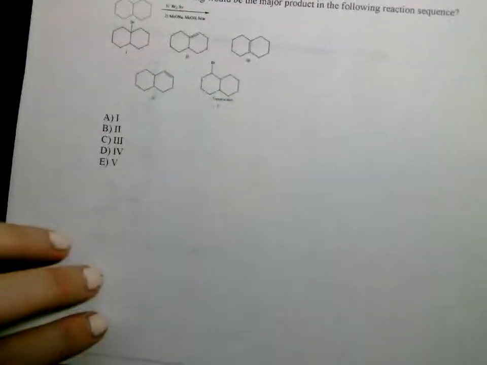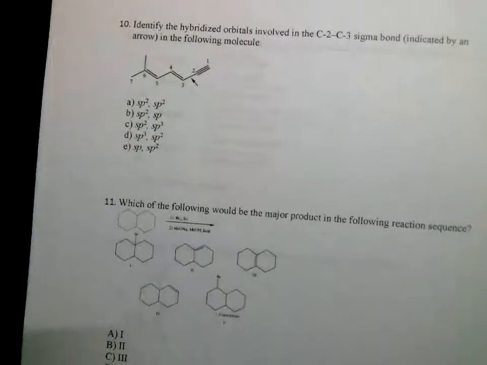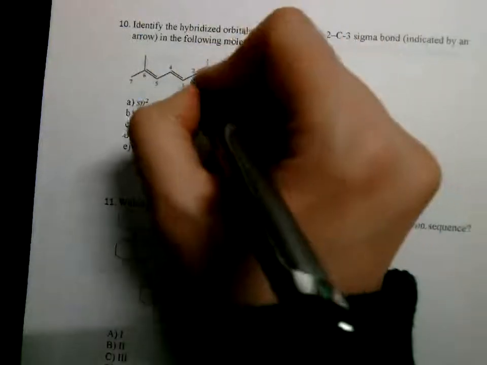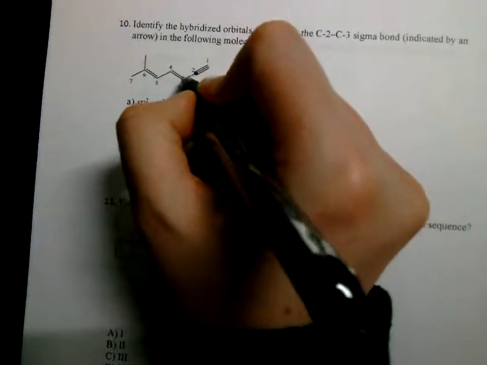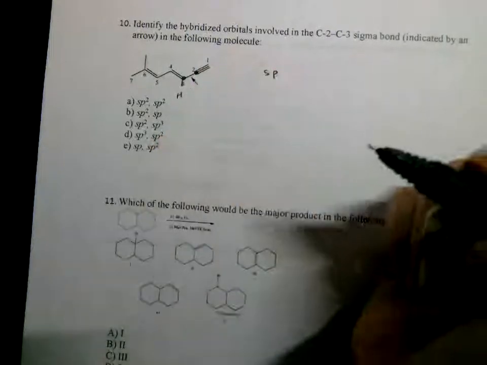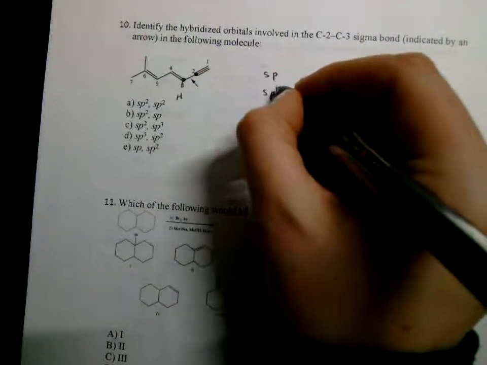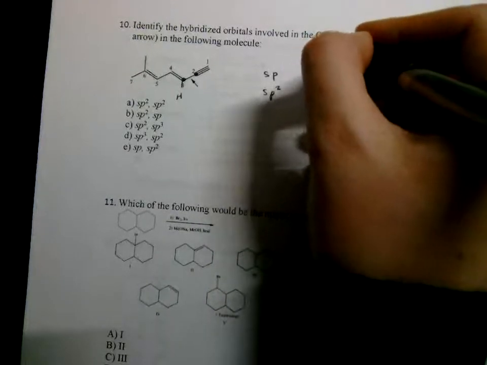Okay. Question 10, identify the hybridized orbitals involved in the C2-C3 sigma bond. So again, to figure out the hybridization, I look at how many things it's attached to. Carbon 2 has 1, 2 sigma bonds, so it must be sp, a letter for each sigma bond. And then carbon 3 has 1, 2, and an implied hydrogen because it needs 4 bonds total. So 1, 2, 3 sigma bonds, so sp2.